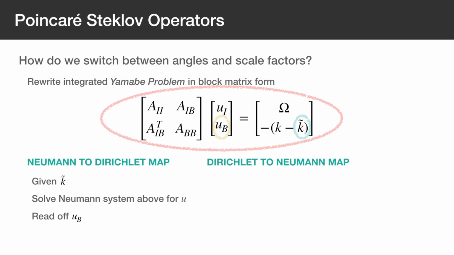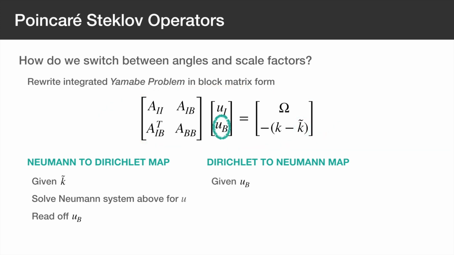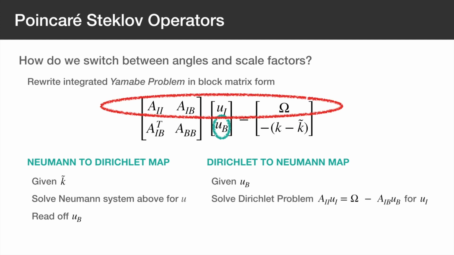The Dirichlet to Neumann map, on the other hand, takes boundary scaling as input and solves the Dirichlet problem in the first row of this block system for interior scaling. A little bit of algebraic manipulation then gives us an expression for target angles. Amazingly, these angles exactly sum to 2 pi and automatically satisfy the discrete Gauss-Bonnet condition.